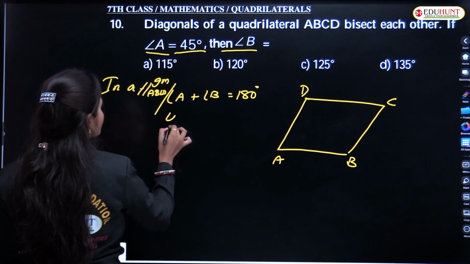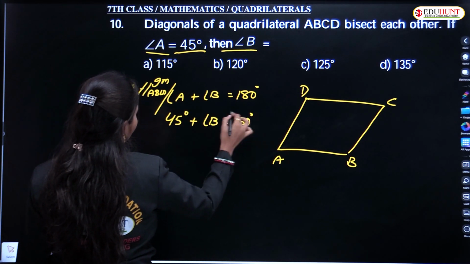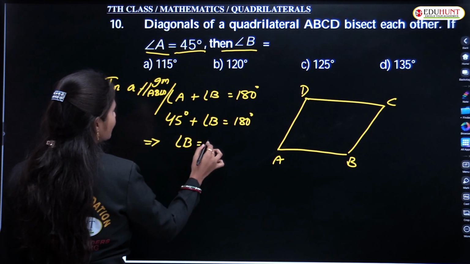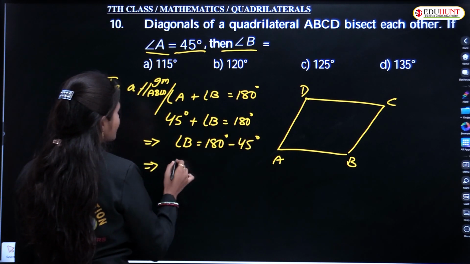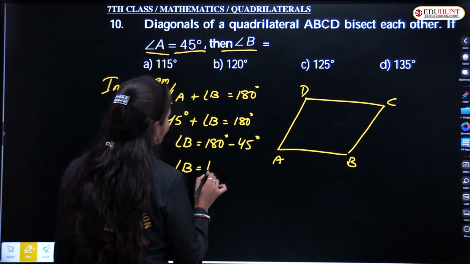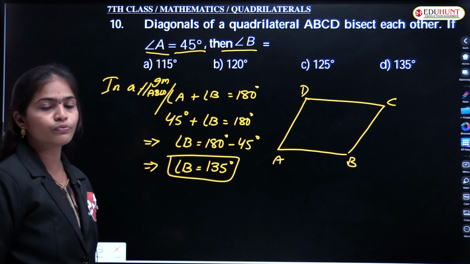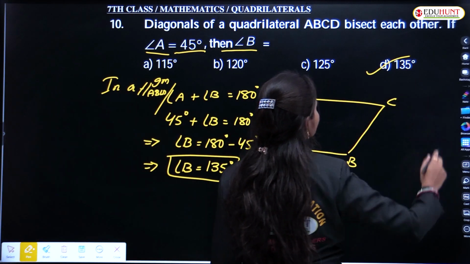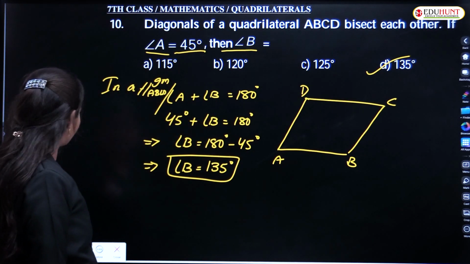So angle A is equal to 45 degrees plus angle B is equal to 180. So from this one angle B is equal to 180 degrees minus 45 degrees, which is equal to 135 degrees. So angle B is equal to 135 degrees. So which option is correct? Yes, option D is correct here. Okay children. So let us see the next one.